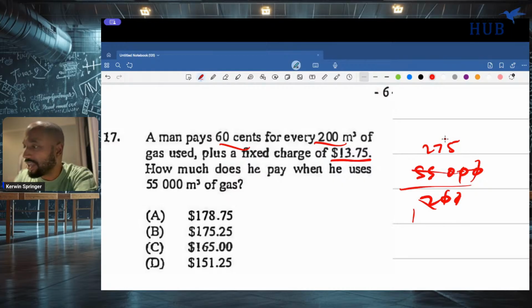What does this mean? Why divide? Why are you doing this? For 60 cents, so basically half. What's the answer? It was A.